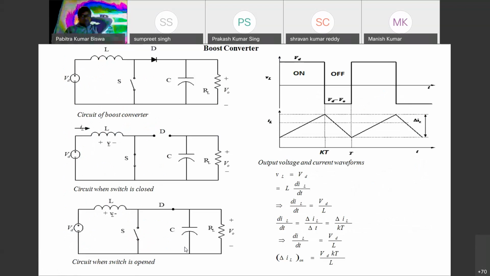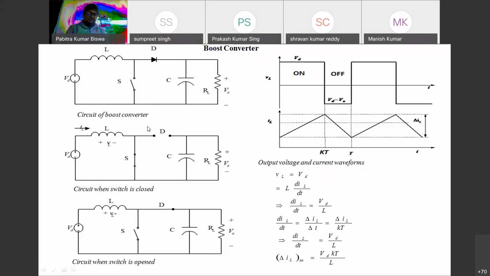Now I am discussing the boost converter. The boost converter is a DC to DC converter in which the output voltage is more than the input voltage. That is obtained by switching the switch on and off. Now this is the circuit diagram of the boost converter. The inductor is connected before that.